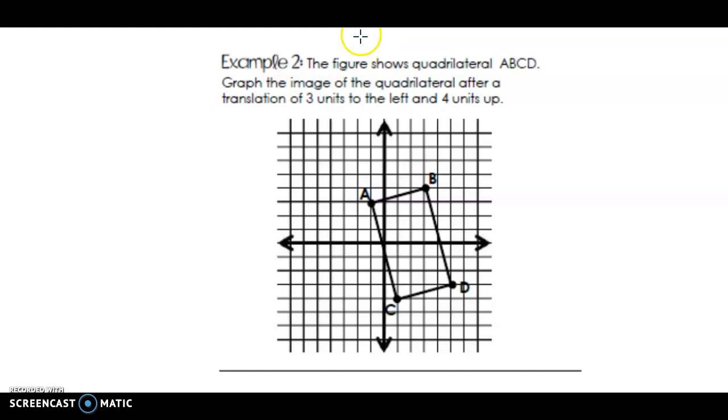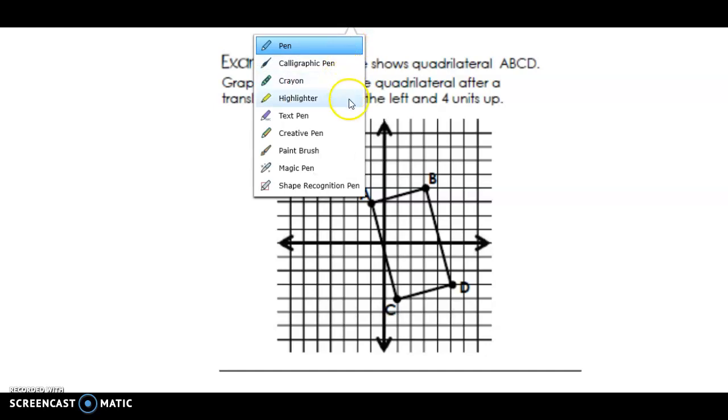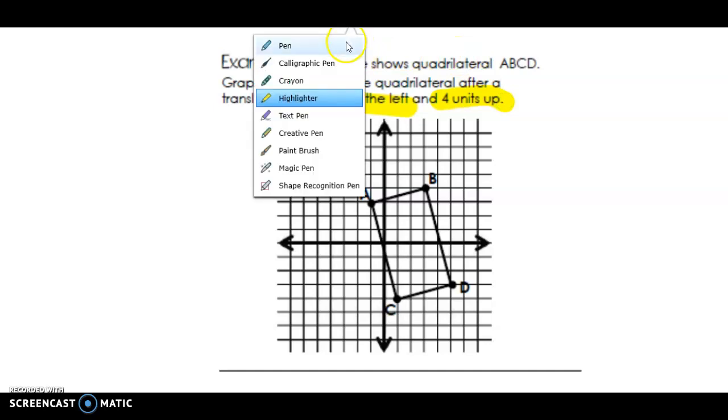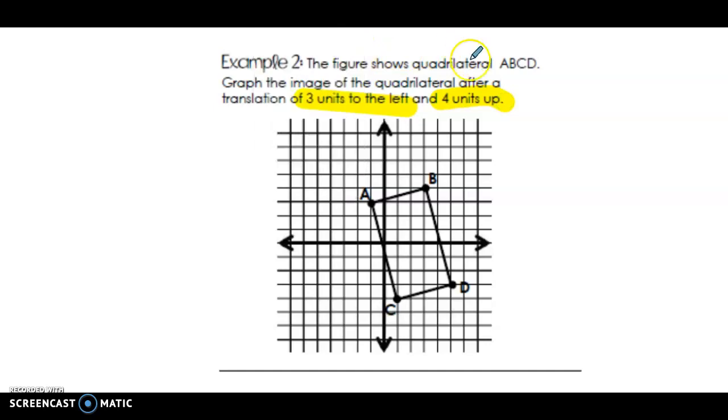All right, so on the next one, very similar, but it's a quadrilateral, so it has 4 points to move, and it wants it moved 3 to the left and 4 up. So I'm going to do just a couple with you, and then I'm going to let you do some on your own, and I'll pause it on my end, and then you can pause it on your end if you need to. But we're going to move A together first, so 3 to the left, 1, 2, 3, and then 4 up, 1, 2, 3, 4. So that is going to be A prime. And then B. 1, 2, 3 to the left, and then 1, 2, 3, 4 up.